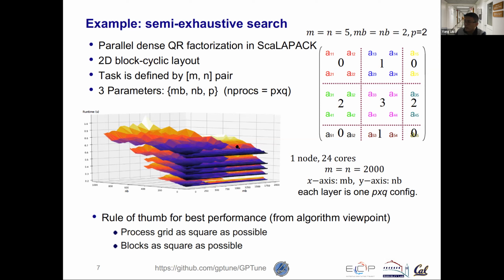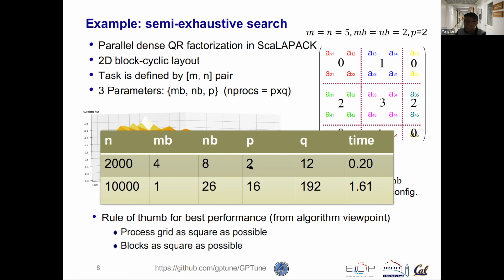If you look at the optimal parameter configuration, by conventional wisdom, we know that for distributed QR, the process grid usually wants to be as square as possible. And for the block size, by default as square as possible is usually the best performance. But this is the optimal performance that we've seen after the exhaustive search, for the 2000 by 2000 matrix and the 10K by 10K matrix. You can see neither the blocking parameters nor the process grid are as square as possible. So that means conventional wisdom is good, but in reality, many times we will need to use this auto-tuning.